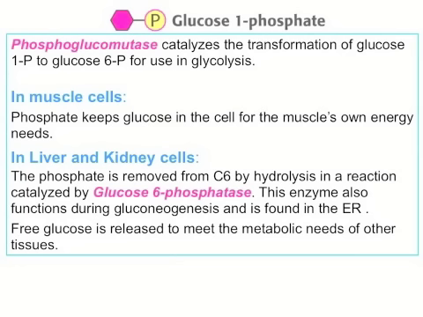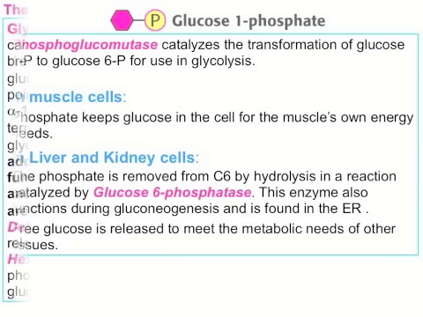Phosphoglucomutase catalyzes the transformation of glucose 1-phosphate to glucose 6-phosphate for use in glycolysis. In muscle cells, the phosphate keeps glucose in the cell for the muscle's own energy needs. But in the liver and in the kidney cells, the phosphate is removed from carbon number 6 by hydrolysis in a reaction catalyzed by glucose 6-phosphatase. This is the enzyme that we saw during gluconeogenesis, and it's found in the endoplasmic reticulum. This allows free glucose to be released into the bloodstream to meet the metabolic needs of other tissues.